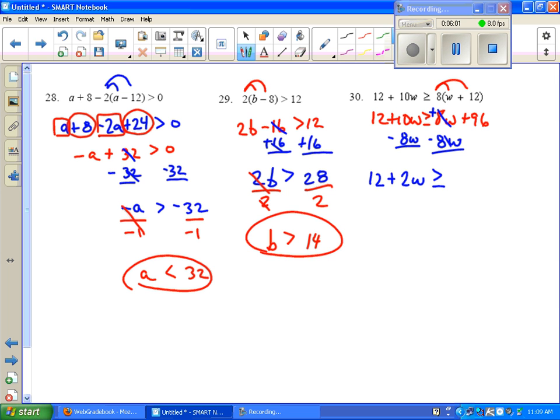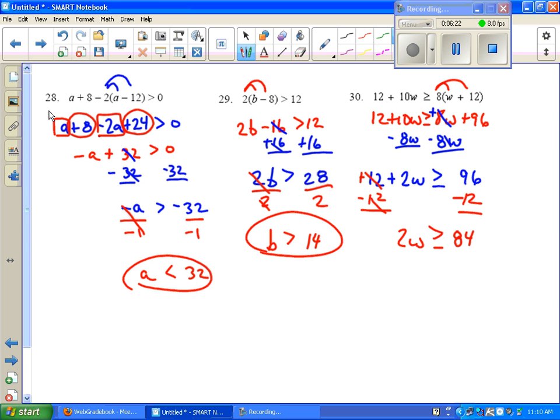8W's will cancel on the left, a positive 96. Get rid of your positive or plus 12 by subtracting it. You subtract it on the left, do the same on the right. 96 minus 12 is 84. We'll cancel those out. 2W, and all we did was subtract, so we'll keep our greater than or equal to as greater than or equal to.